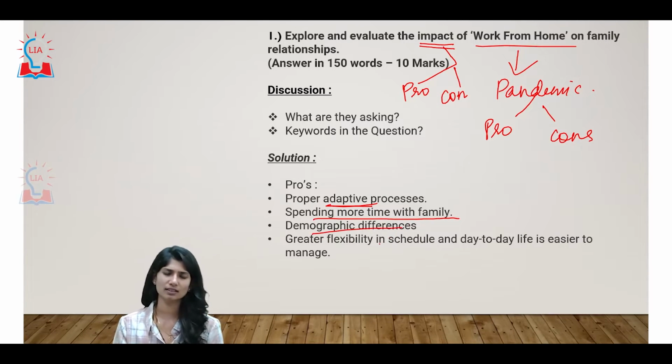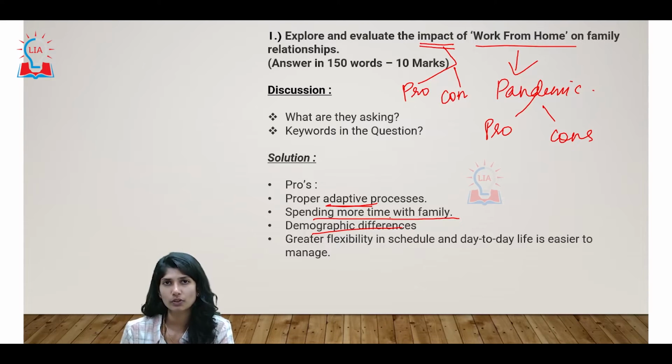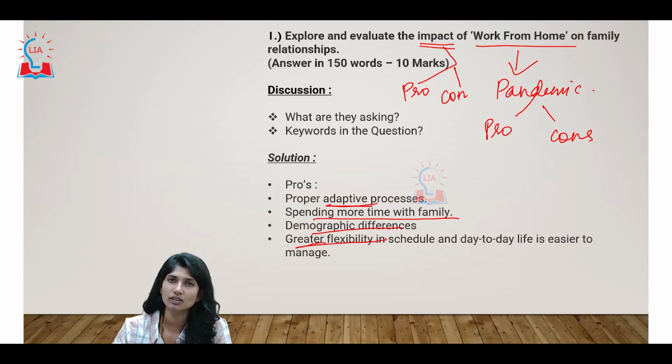Demographic differences, yes: the old people, the young people, the middle-aged people, everyone could be in one place, visualize each other's work, see what the other person is going through, which gave us some sense of understanding and empathy, all of which to an extent was visible at this point of time. Now, greater flexibility in schedule, which meant they had time to do much more things.